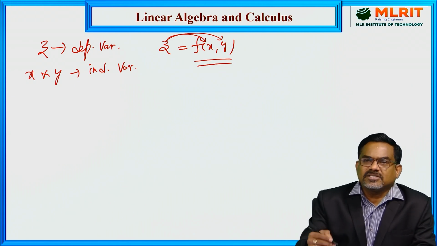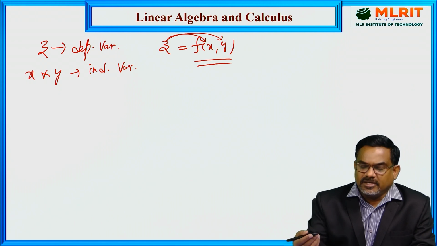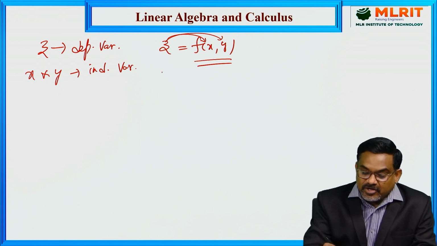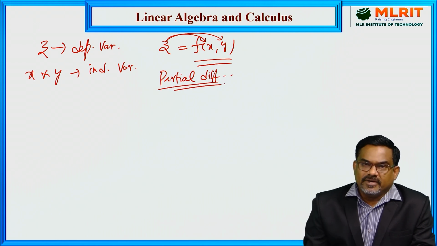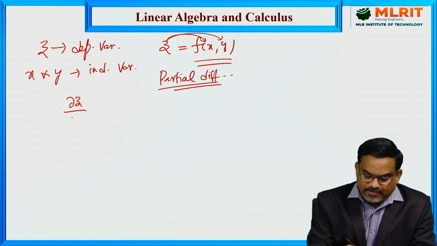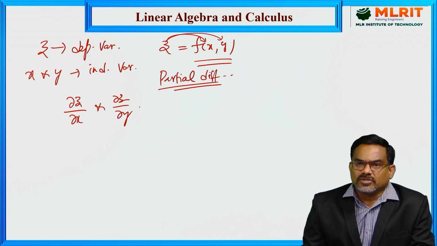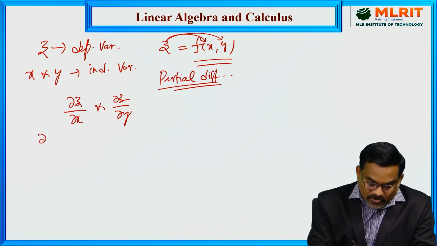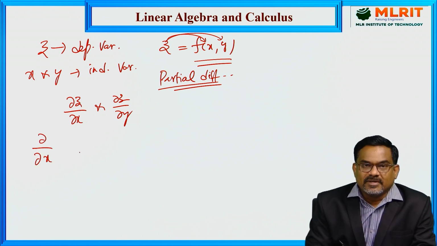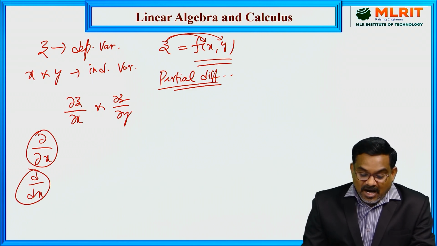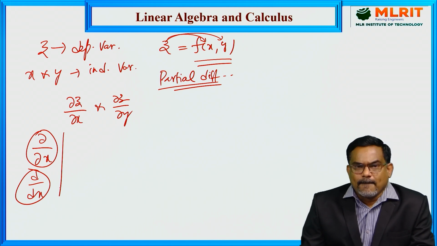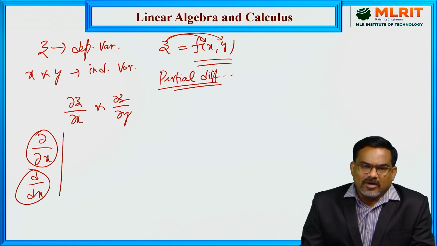In the case of functions of several variables, that means two or three or more variables, we introduce partial differentiation. So we find the partial derivatives: the change in z partially with respect to x and partially with respect to y, since z depends on both variables. Here we use the notation dou by dou x. D means the ordinary derivative and this is the partial derivative. There is a lot of difference between these two, and it is very simple to evaluate a partial derivative when compared to an ordinary derivative.